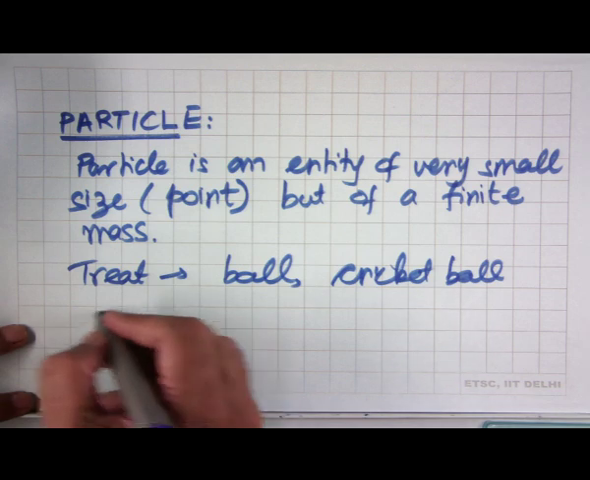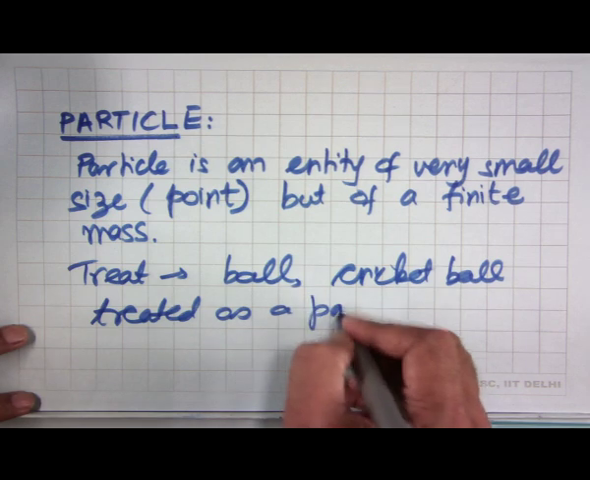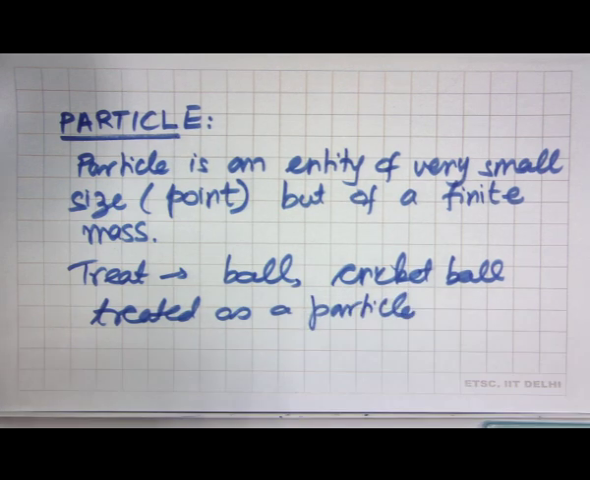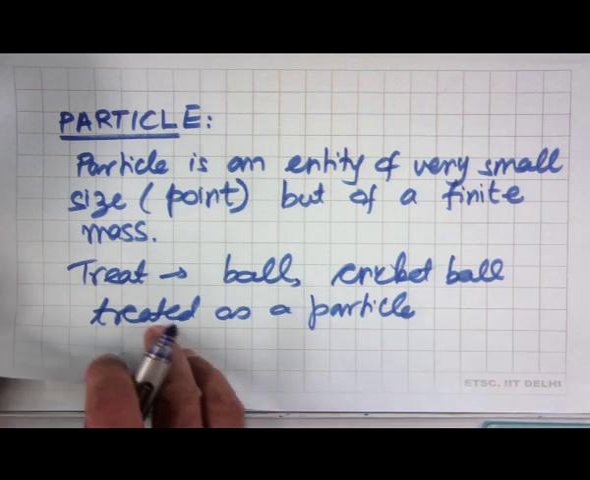They can also be treated as a particle. So, when can we treat these things as a particle? If the distance moved by these entities, by the individual bodies, is much larger as compared to its size, and we assume that everything in there is moving like the same point, then we can treat these as particles.